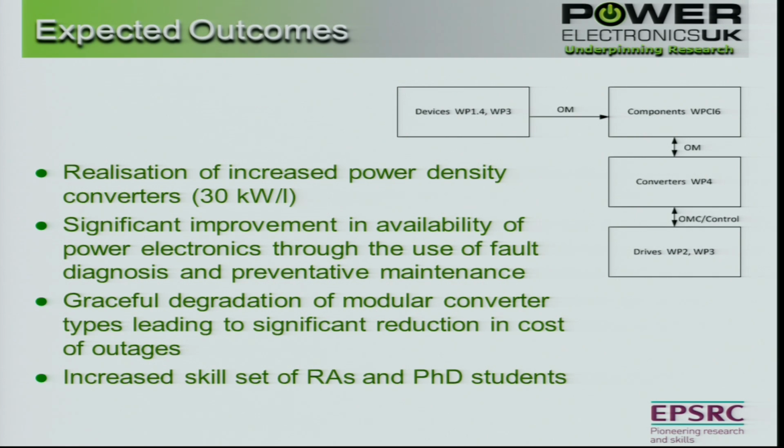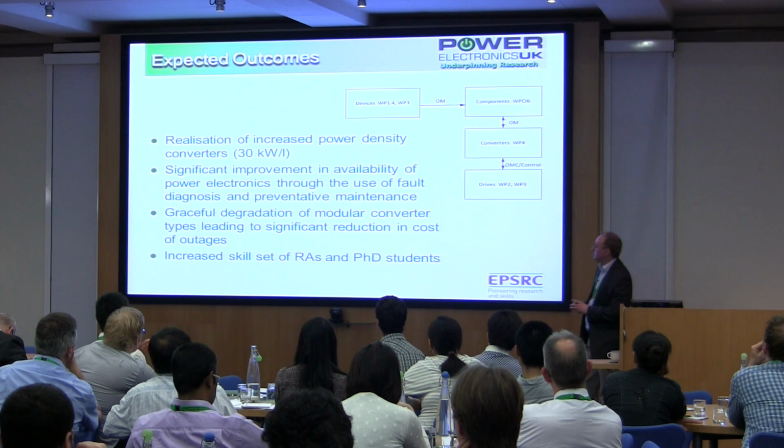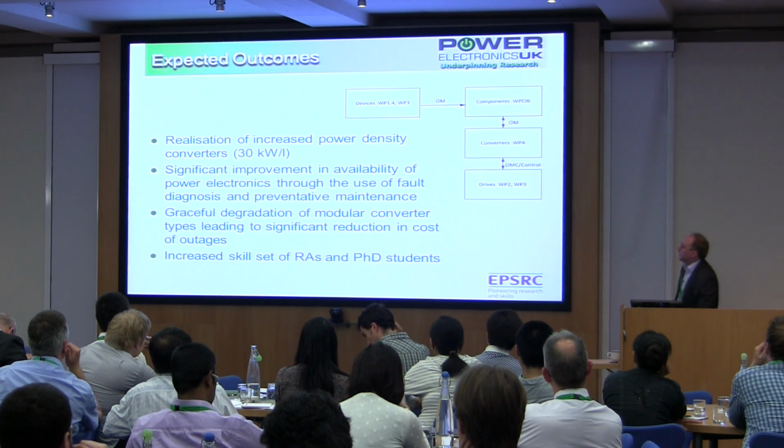So we want to ultimately show significant improvement in availability of power electronics through the use of fault diagnosis and preventative maintenance. We'd like to, for the types of converter that are amenable to it, use that information to provide graceful degradation of, in particular, modular type converters, which should lead to a significant reduction in the cost of outages. Thank you.